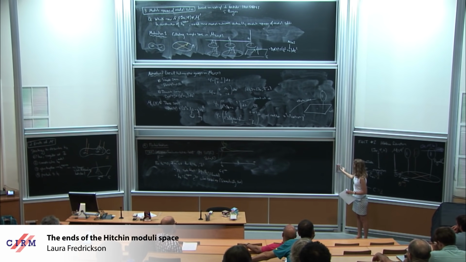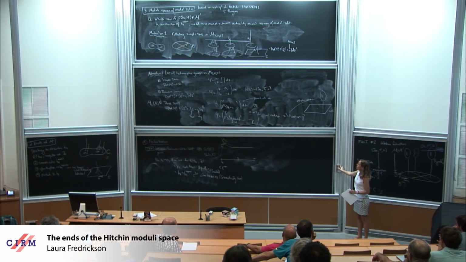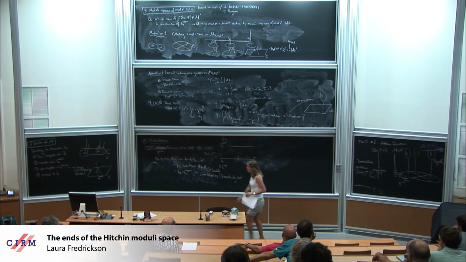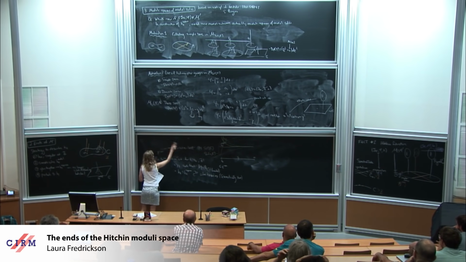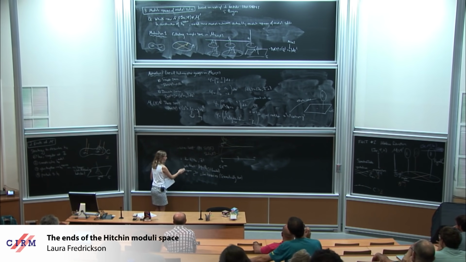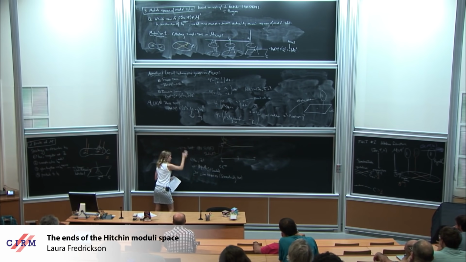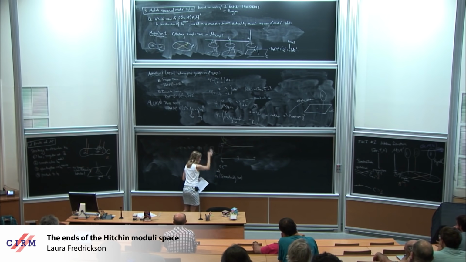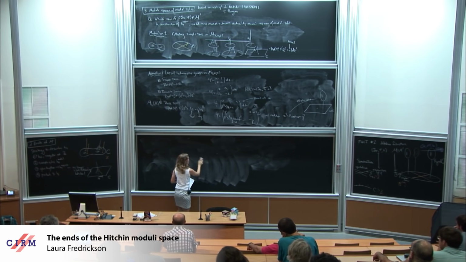Let's see, so this is the back one. Wait, that's the middle one. Okay. Yeah, so this is not just a radial completion or compactification of the moduli space. This is a compactification to this manifold with corners, which I'll say a little bit about at the end. That's just the emerging description.